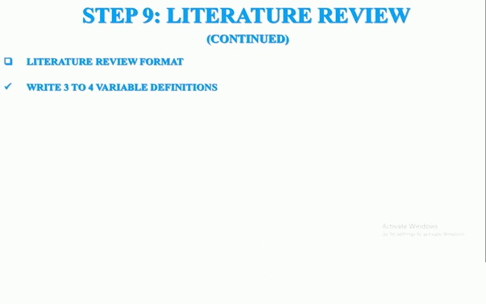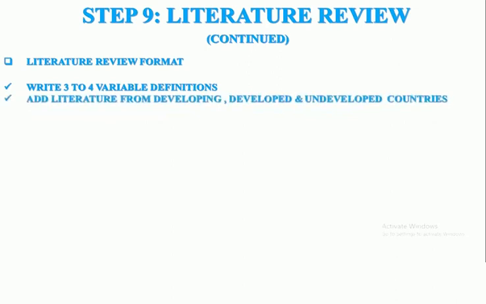Same goes for your independent variables. If you have more than 3 independent variables, then you have to write 3 to 4 variable definitions of each variable. Okay, next is add literature from developed countries and underdeveloped countries. Best way is first take literature from a developed country, find a study which is conducted in a developing country, then find an article which is conducted in a developed country, and then find an article which has studied underdeveloped states.